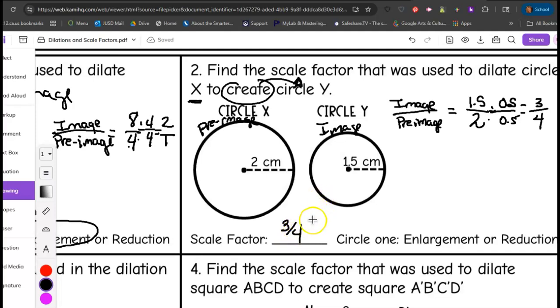Is 3/4 greater than 1 or less than 1? Well, if I have 3/4 of $1, I don't have the whole dollar. I only have 3 of the 4 pieces I need for $1. So that means it's less than. And if it's less than, it's going to be a reduction. Again, go ahead and pause and give them time to get this written down.